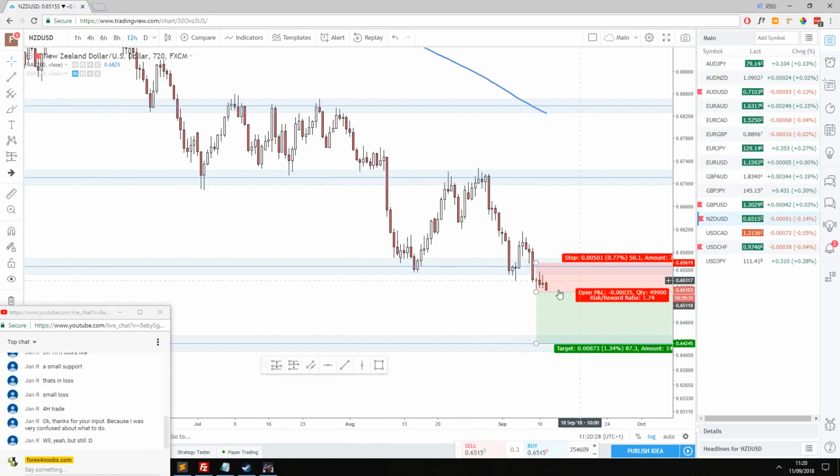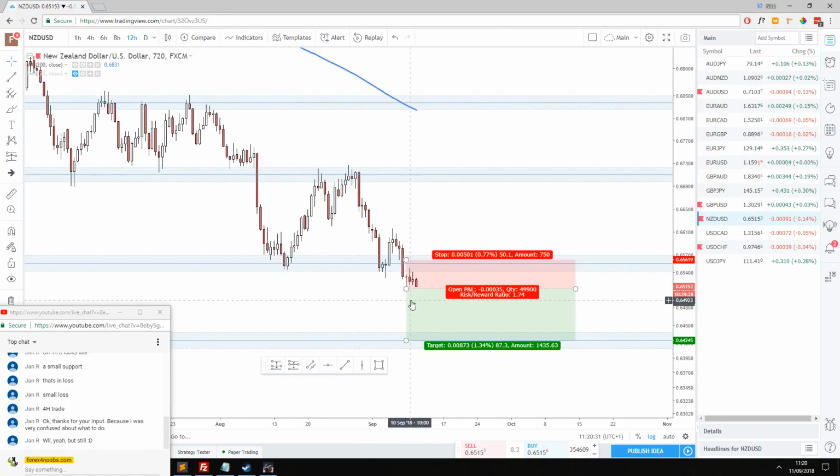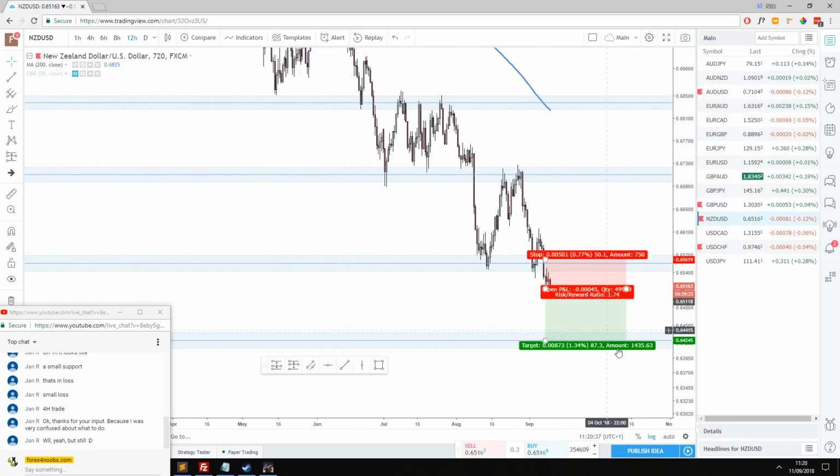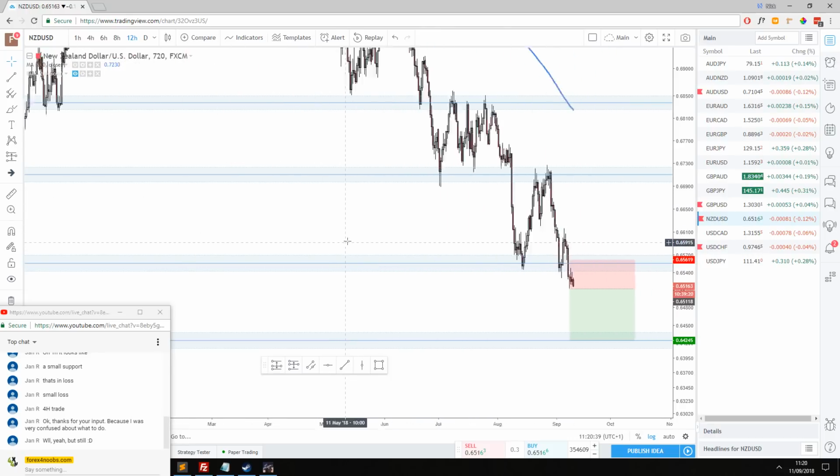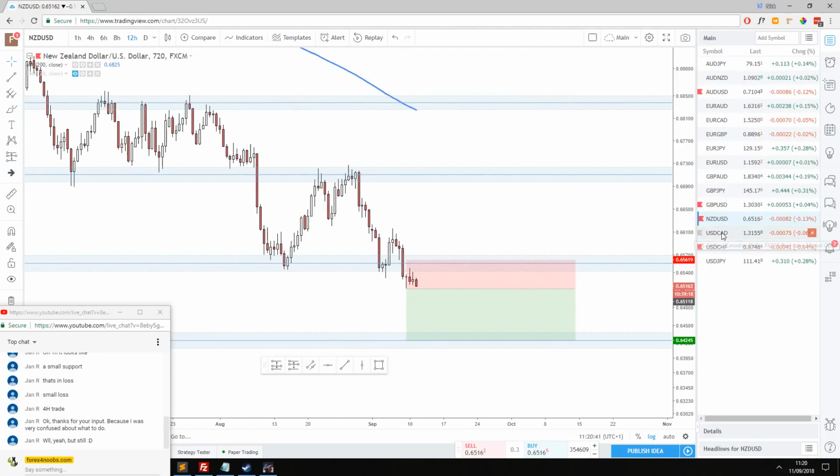I'm looking for a short trade here on New Zealand USD. Let's look for a short trade in line with this major downtrend. Could be a short continuation. Let's keep an eye on this one, guys.